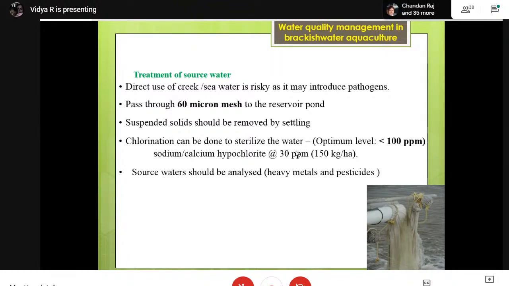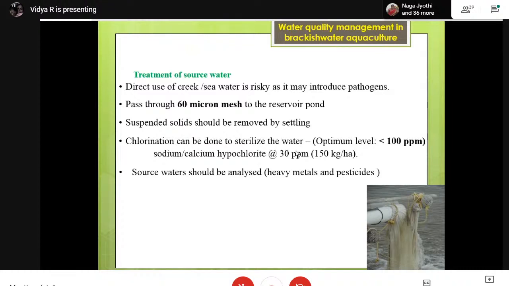That is the treatment part, so that we can disinfect our water before it enters the shrimp grow-out ponds. We do this treatment with sodium or calcium hypochlorite. It is called chlorination, and we can use less than 100 ppm. Here I mentioned 30 ppm, which means 150 kilograms per hectare. The calcium or sodium hypochlorite you use may have a varying activity percentage, so depending on that, we have to calculate the exact amount required for a hectare or an acre.